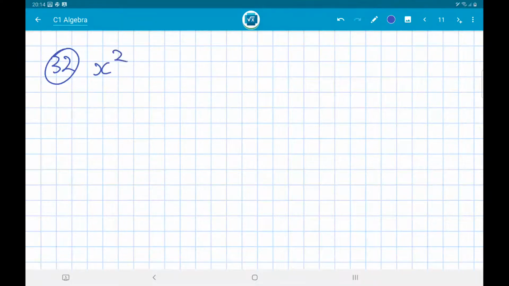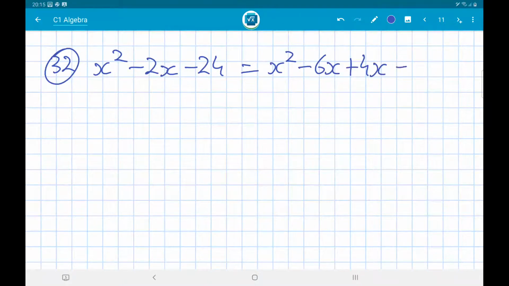Is x squared minus 2x minus 24. Again, we've got to multiply to give you minus 24, sorry, my bad, and add to give you minus 2. So I'm probably thinking it's minus 6 and plus 4. So x squared minus 6x plus 4x minus 24. That seems reasonable because minus 6 multiplied by 4 gives you minus 24, and minus 6 plus 4 gives you minus 2x.